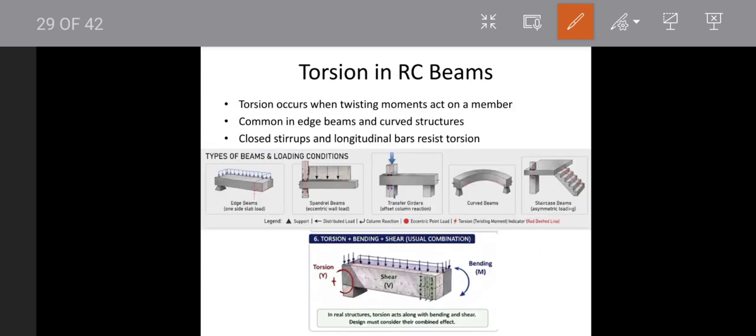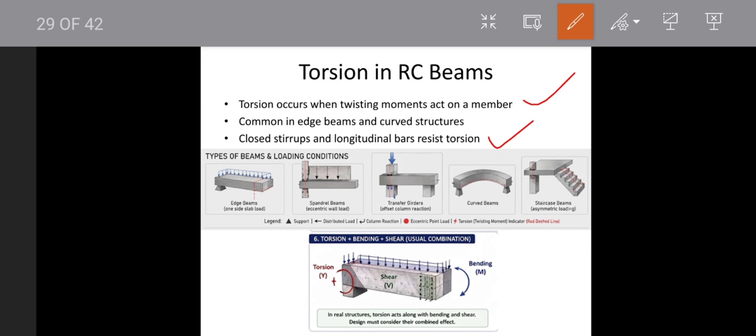And torsion in beam. When a structure is loaded eccentrically, then it will have a tendency to rotate. So the twisting of the member creates the torsion moment, as I mentioned here. So it is common in edge beams and curved structures. The edge beam, the beam which is provided at the edge of the building, or the curved beams will have a tendency to undergo torsion. So in order to overcome torsion, we need to provide additional longitudinal bars and stirrups.